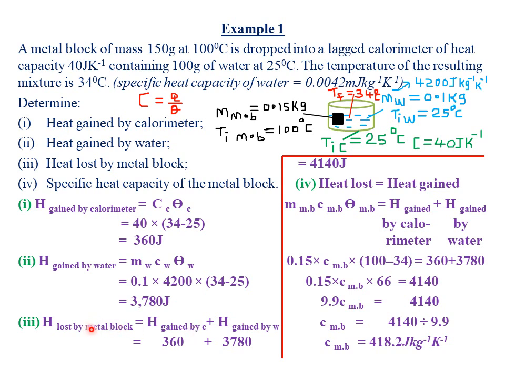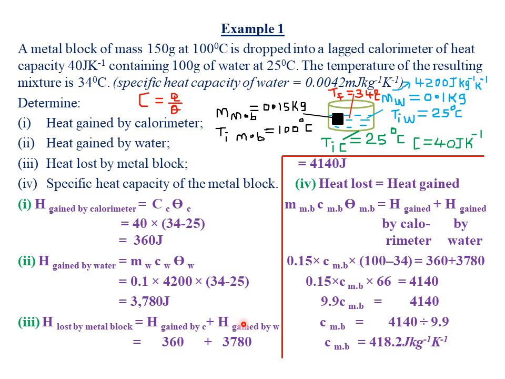So because the metal block is the only substance that is losing heat, it simply means that all the heat that is lost by the metal block must be equal to the total heat that is gained. So it must be equal to the heat that is gained by the calorimeter plus the heat that is gained by water, because the calorimeter and the water are the only substances which are gaining heat.